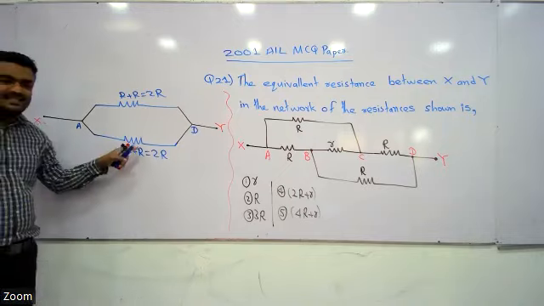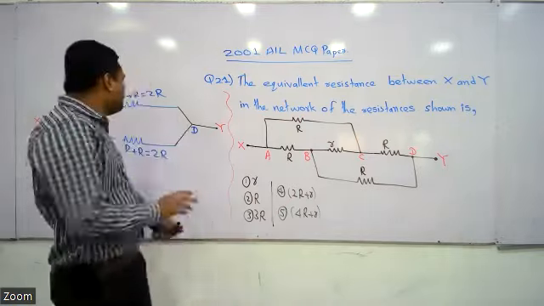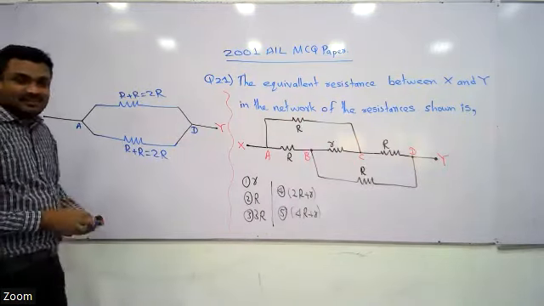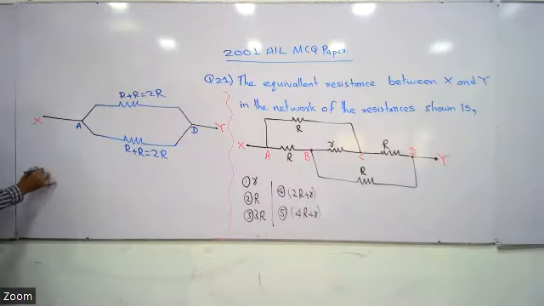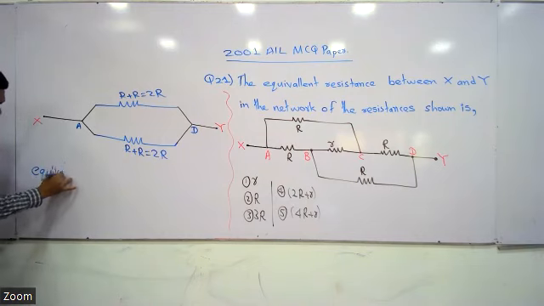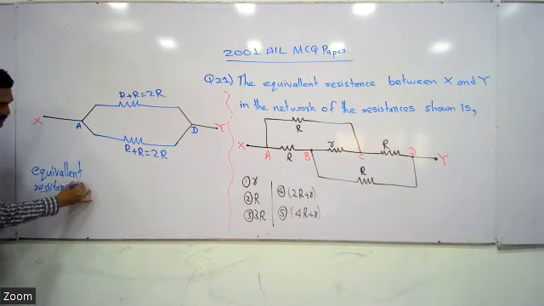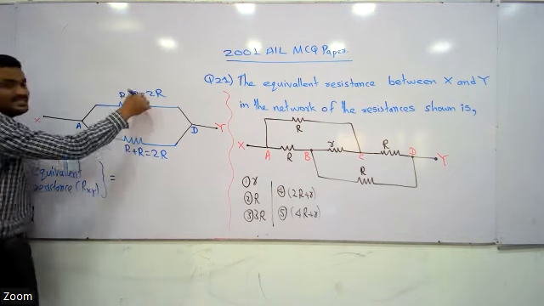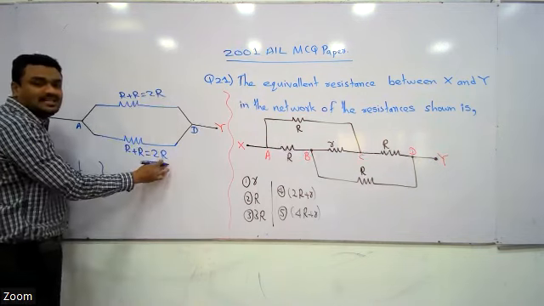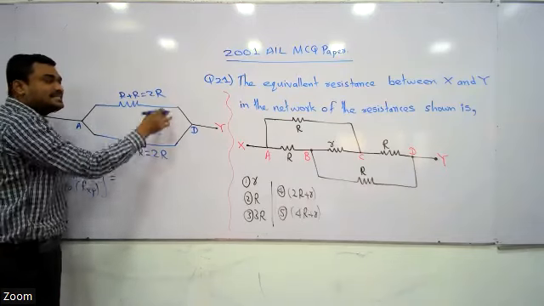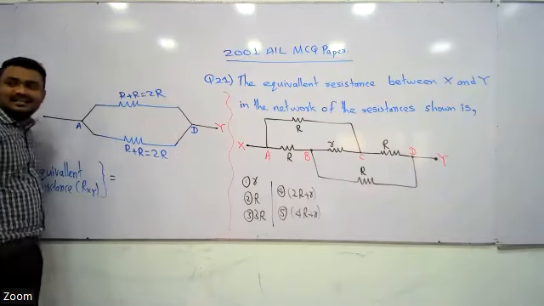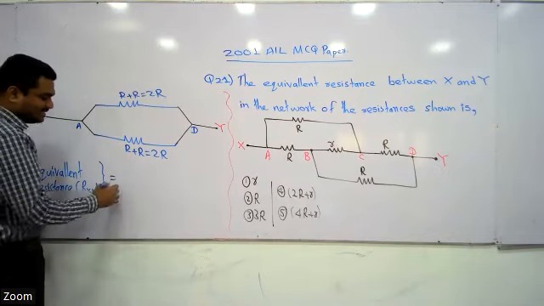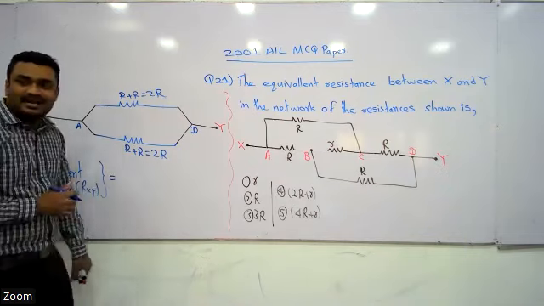When two resistors are connected in parallel, as they are now, what is the equivalent resistance here? Equivalent resistance, or you can say Rxy. Now the two resistors are equal, 2R each. When two equal resistors are connected in parallel, the equivalent resistance is one of the resistors divided by 2.